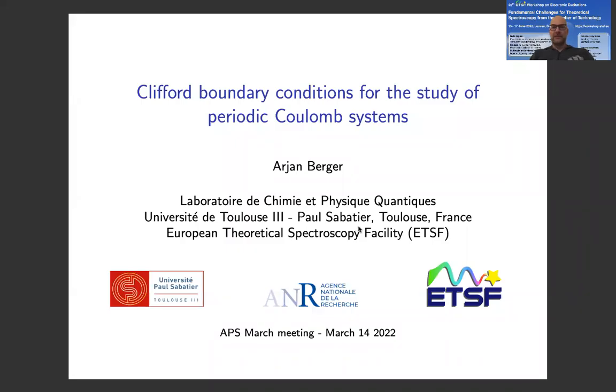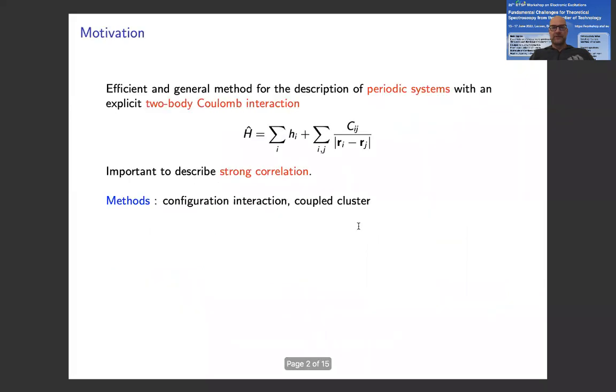My name is Arjan Berger from the University of Toulouse, and I will talk about Clifford boundary conditions for the study of periodic Coulomb systems. So first I give a brief motivation of this work.